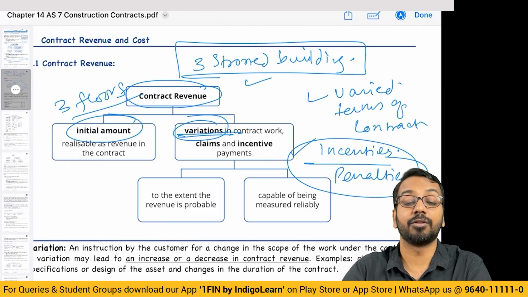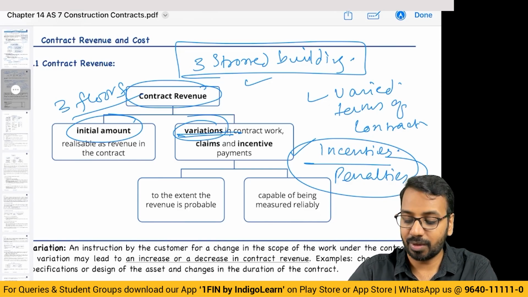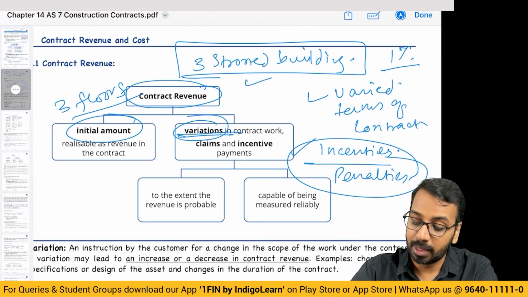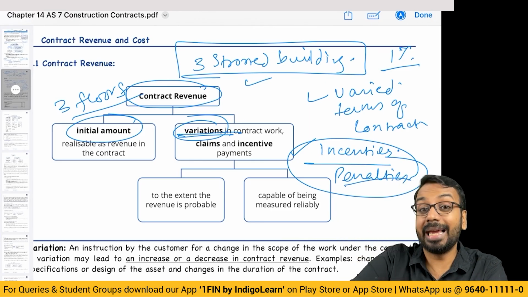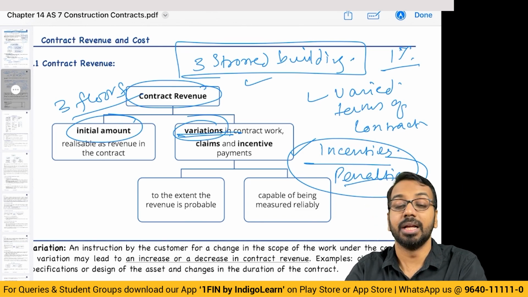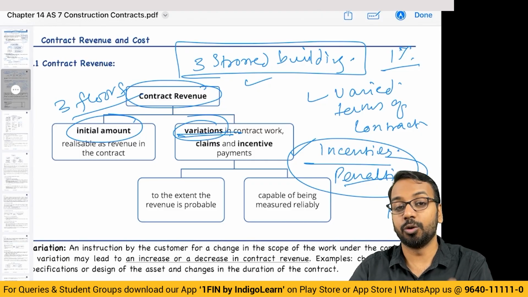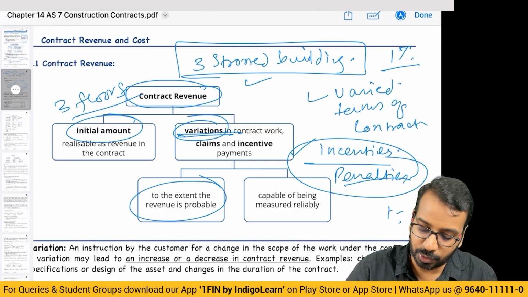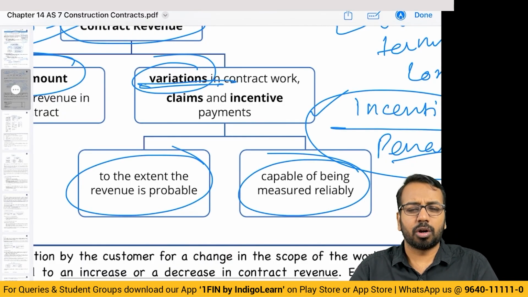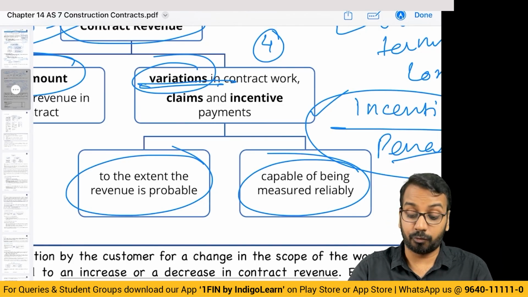Now, what is the meaning of incentive? You came and said, sir, if you complete the work within 6 months, then I will give 1% extra as an incentive or bonus. Penalties may also be there. If you delayed beyond 1 year, then 1% penalty is there. So that kind of arrangements can also be there. Now these incentives and penalties, you cannot directly add to the contract revenue. You have to see whether the revenue is probable and whether we can measure it reliably. For example, I am very sure that by the end of 4th month, 80% of work is completed.